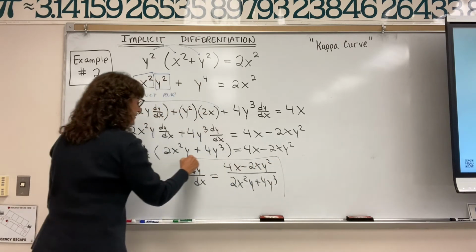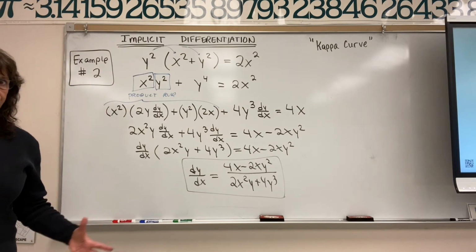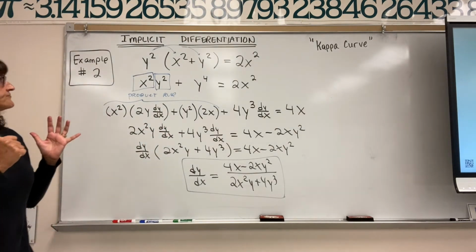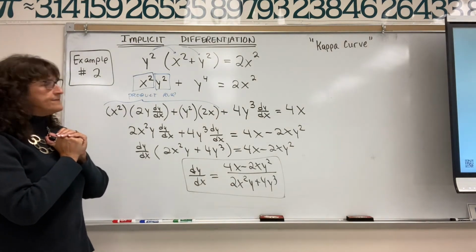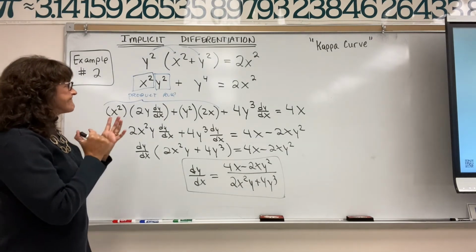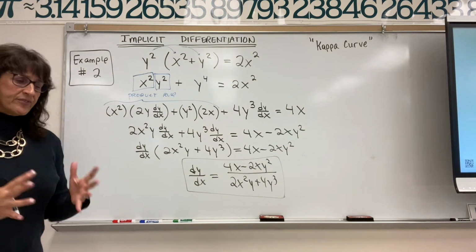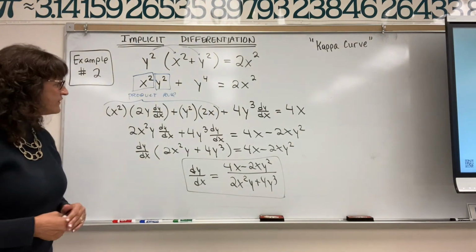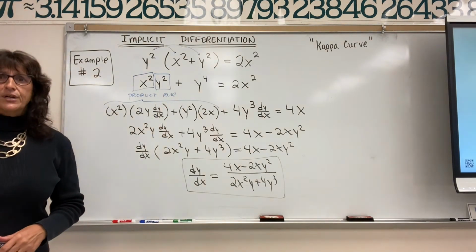Okay, so here is kind of busy, right? But this is the derivative of our Kappa curve. So implicit differentiation, when your curve is not a function, then we need to implicitly find the derivatives so we can represent all the rates of change at all the infinitely many points on our curves that are not functions. So here's example number 2, differentiating the Kappa curve.